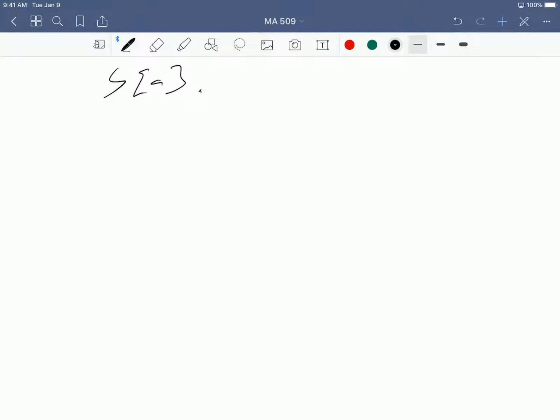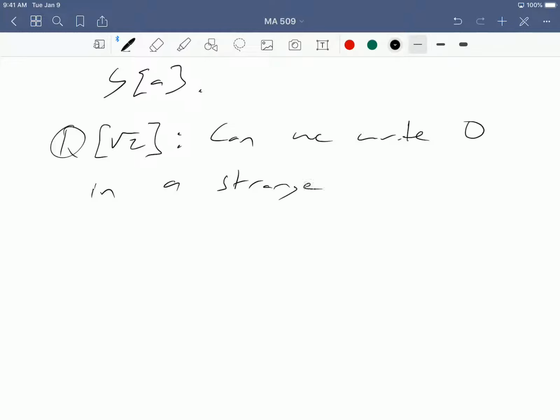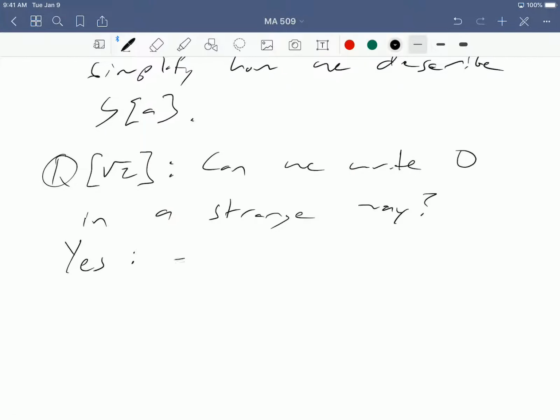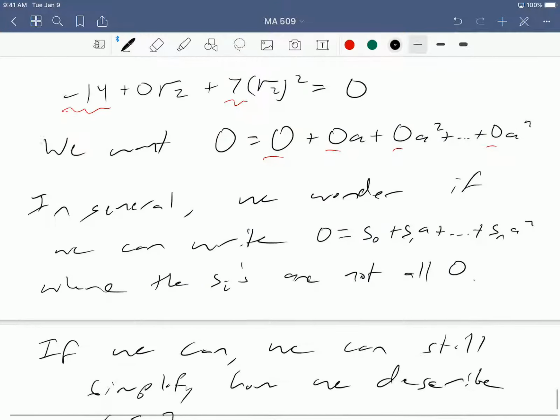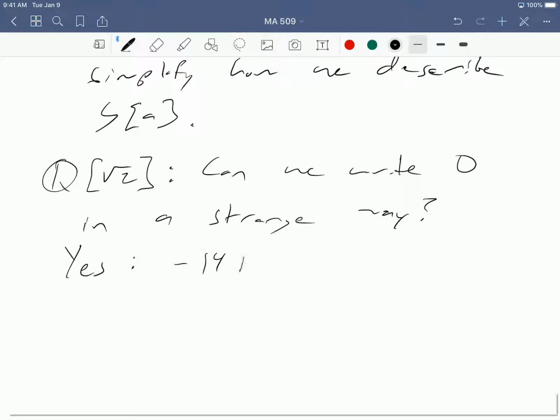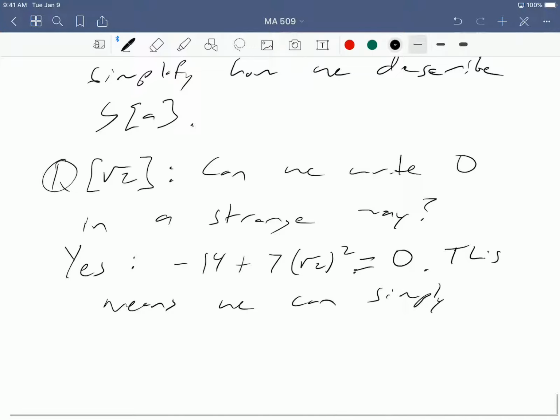All right, so let's take an example of that, Q adjoin root 2 again. So can we write 0 in a strange way? Okay, and the answer right off the bat is yes, just like I did up above, right? That negative 14 plus 7 times root 2 squared is 0. And what this means is we can simplify how we write our elements.